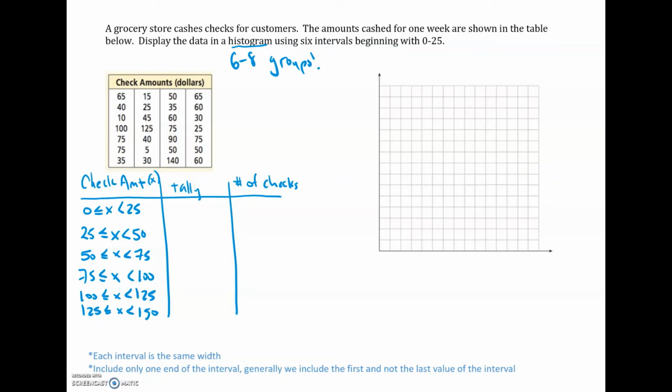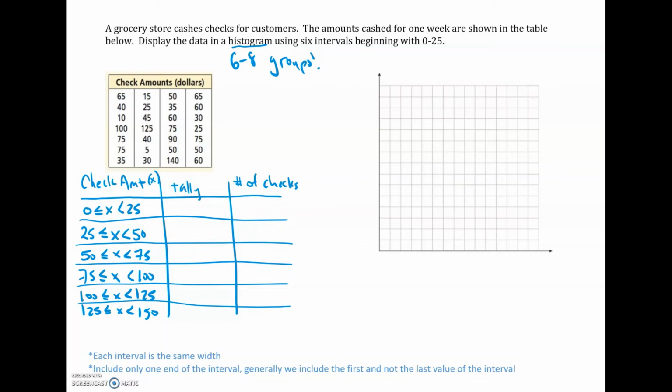And remember, in general, we're aiming for 6 to 8. So this is looking great. So now we're going to go ahead and tally. What I'm going to do is just look at the raw data and see what numbers fall in which group, and then we're just going to total that up.